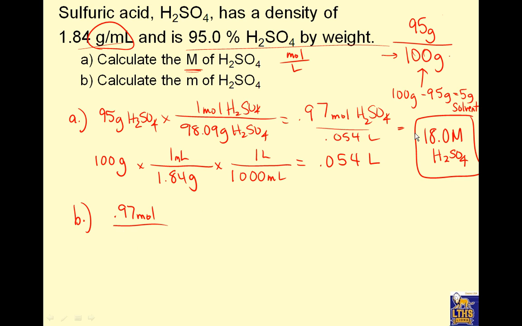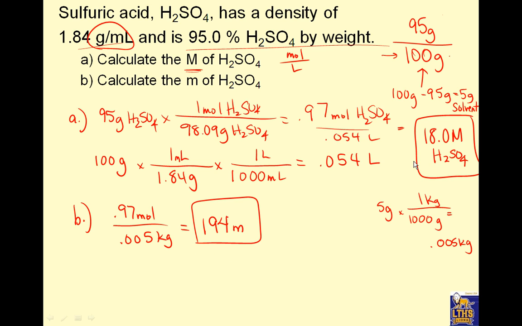All right. So if there's 5 grams of solvent, over on the side, 5 grams of solvent. I put kilograms because that's what I'm looking for. 5 grams of solvent times 1 kilogram for every 1,000 grams. Then I really have 0.005 kilograms. So 0.97 moles divided by 0.005 kilograms is, whoa, I think this is going to be a big number. 0.97 divided by 0.005, 194 molal. Okay, so here's our molality, here's our molarity, and it all came from percent and density.